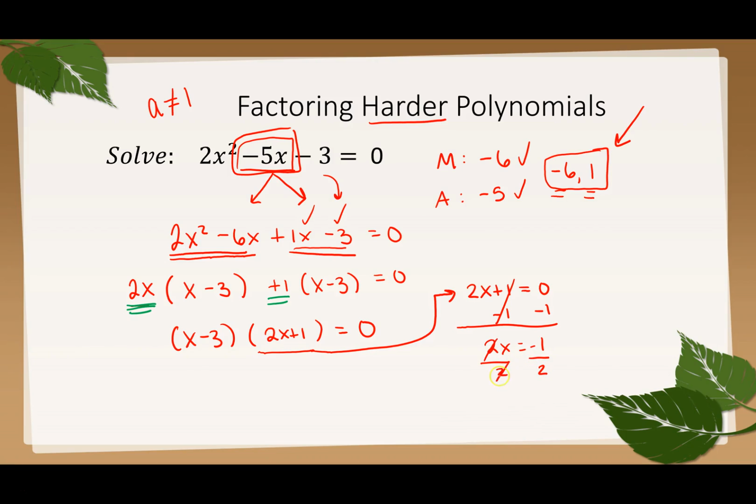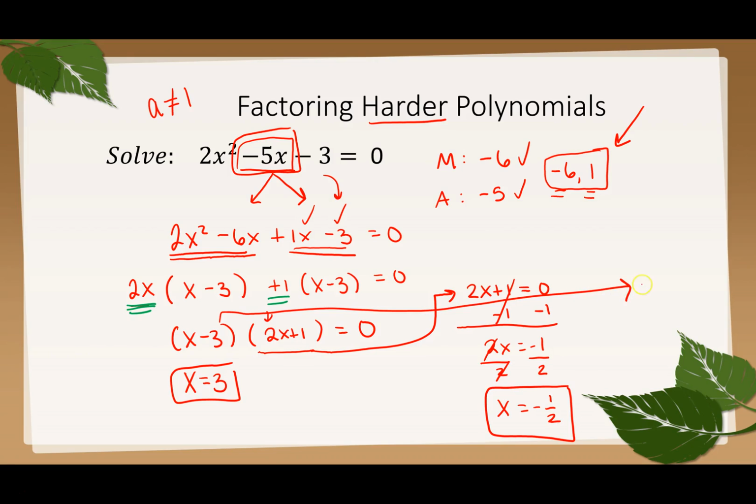The 2's cancel, and I do get an x equals -1/2. Now remember I said one of these might be easy. Well, notice how this x minus 3 doesn't have a coefficient. So this is one of those easier ones where we can just say x equals 3. But if you don't trust me, you can pull this one off to the side and have x minus 3 equals 0. Add 3 to both sides, and you do see that you get an x equals 3. Right? Same thing as here.